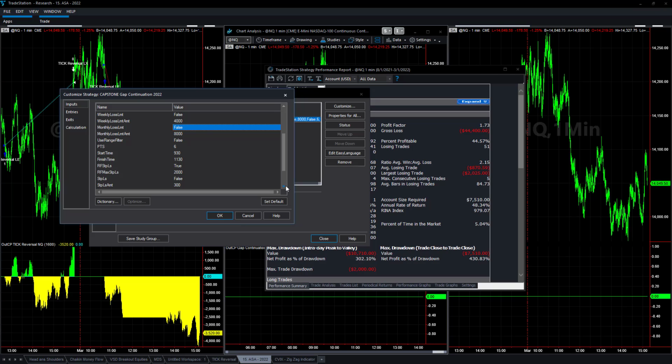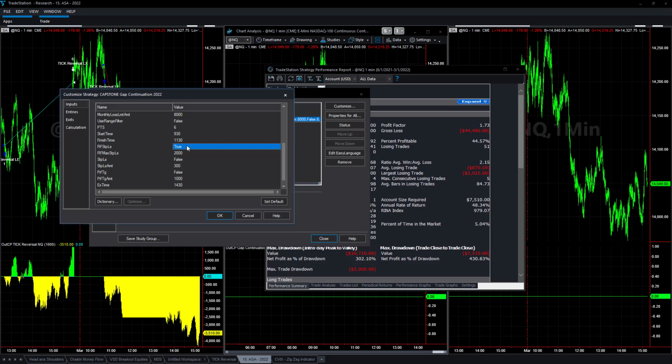A lot of the same inputs as Gap Continuation 2019 and 2020. The only difference you'll see here is our range filter stop loss. It's not divided into long and short. So max stop loss is 2,000, and we don't have a multiplier.